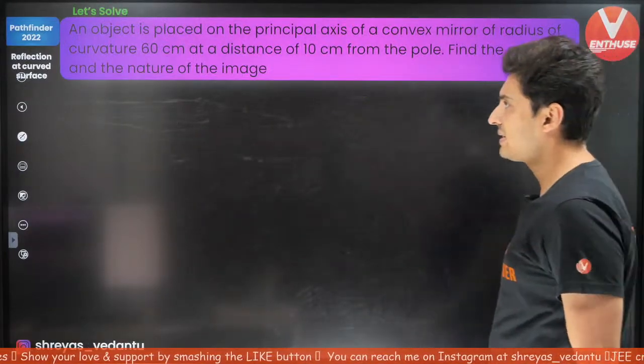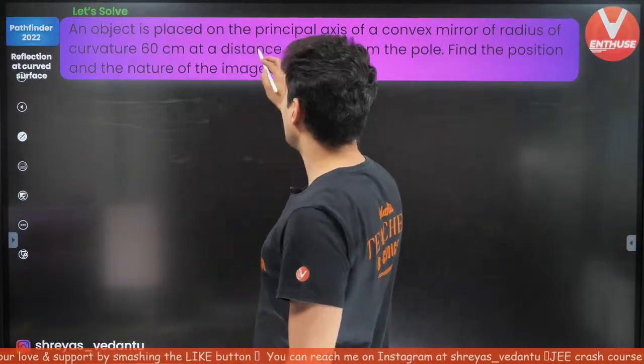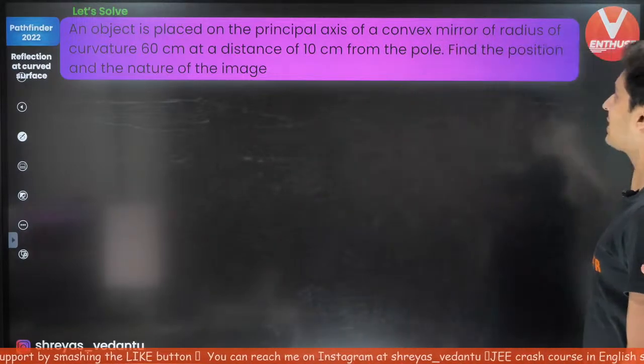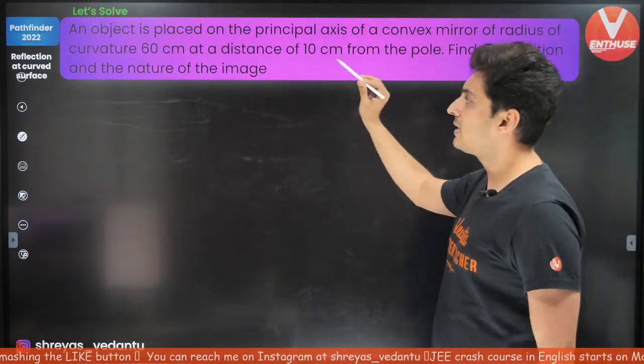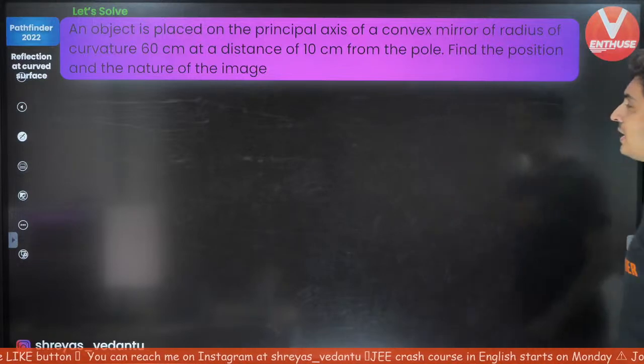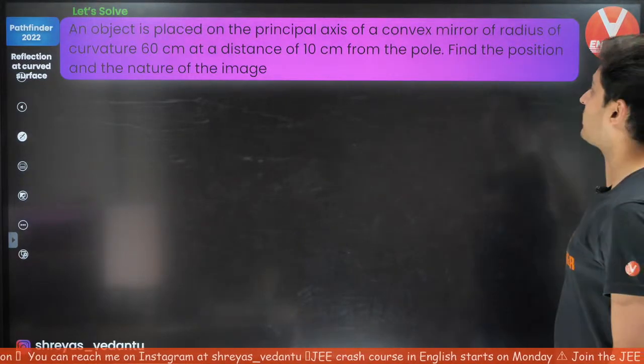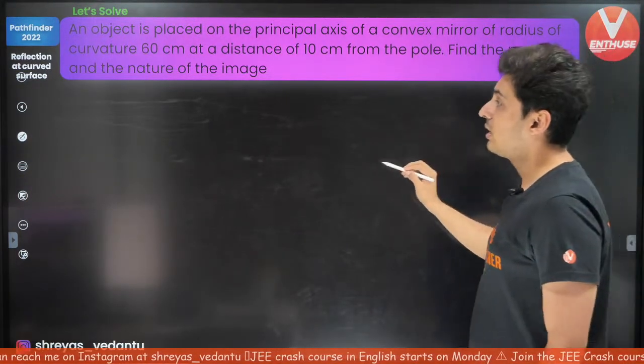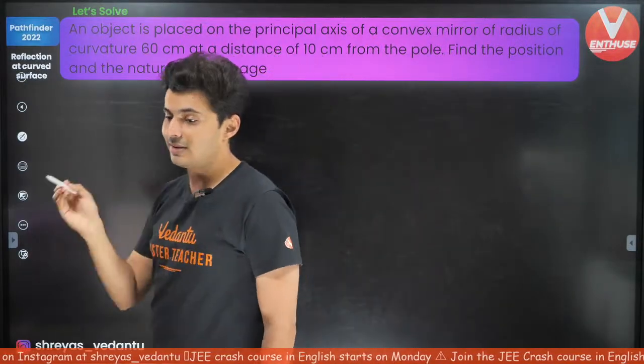Let's do a question on this. An object is placed on the principal axis of a convex mirror of radius of curvature 60 centimeters at a distance of 10 centimeters from the pole. Find the position and the nature of the image.